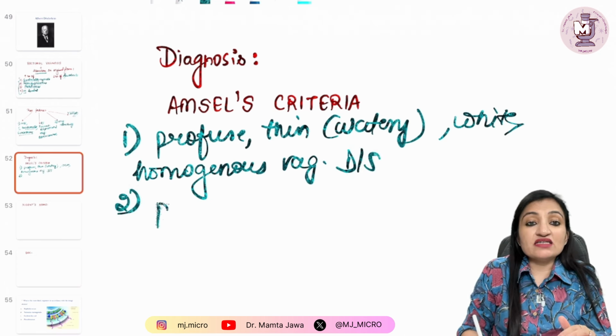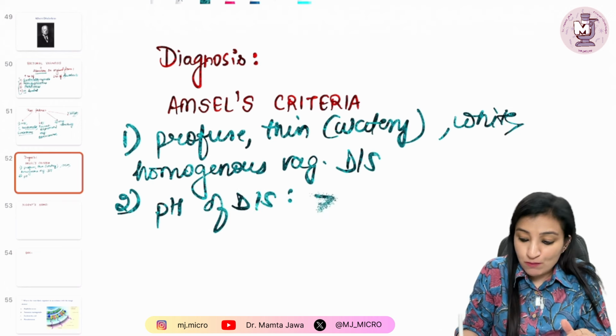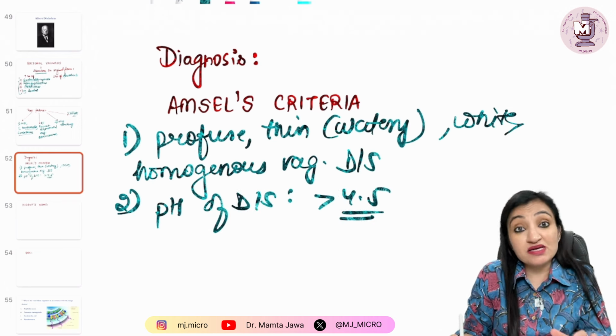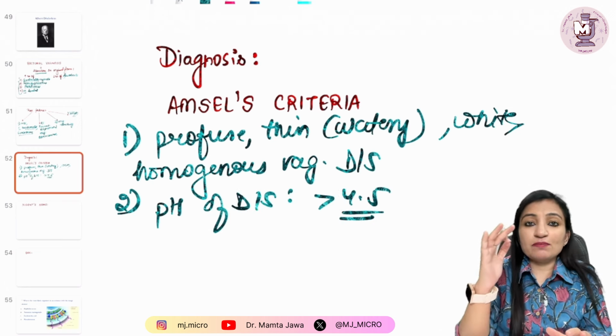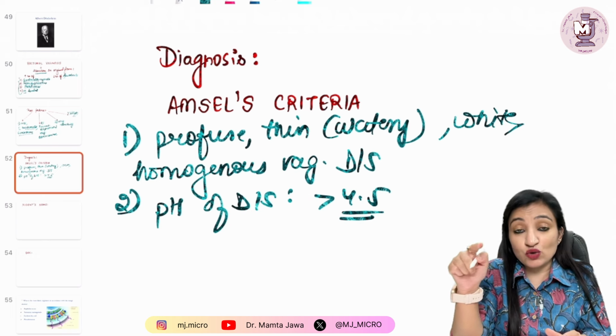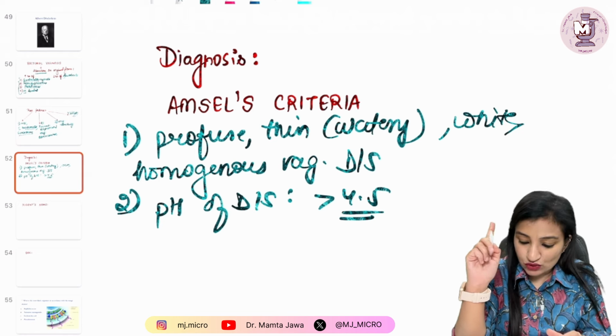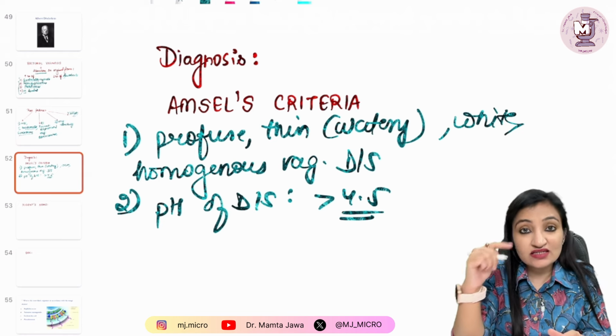The second point is about the pH of this discharge. The pH of the discharge is more than 4.5. So remember, the pH is altered. The normal vaginal pH is acidic, that is less than 4.5. In this condition, it is altered. In which other condition is it also altered, as I said before? In trichomoniasis also. But in vaginal candidiasis, it is not altered. This again is an MCQ.